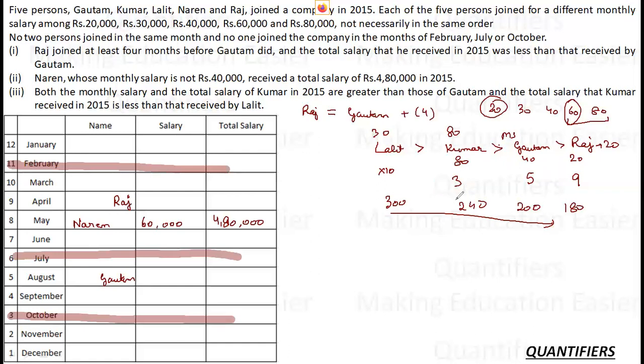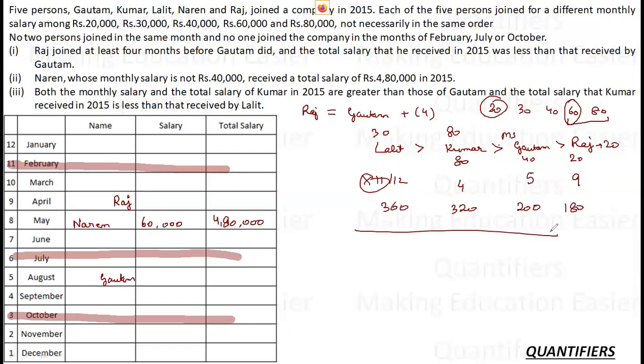So this case is also not possible. Why? Because Kumar cannot work for 3 months. Kumar cannot work for 3 months because then he will fall in October. So this case is not even possible. So Kumar has to work for 4 months. Then 80 into 4 is 320. And for Lalit to surpass him, he has to work for 11 or 12 months. 11 months is not possible, so only one case is possible, 30 into 12, 360. This is the only case that exists, nothing else.